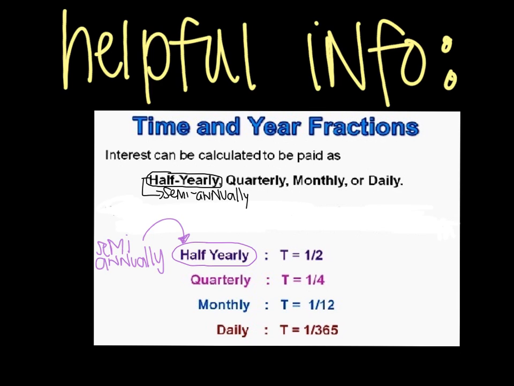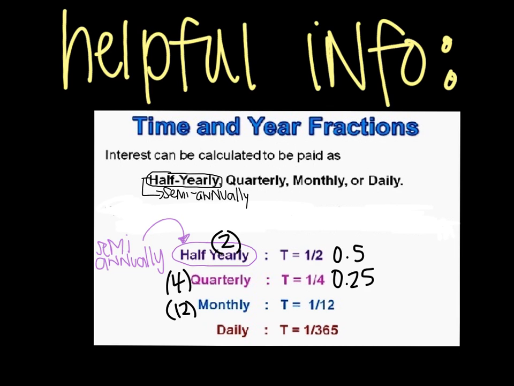All right, before we get started, here's some helpful information. Words that you might not know. Half year is called semi-annually. Semi-annually is what you'll hear the most, so know that that means half a year, which is 2 times. Quarterly is 4 times. Monthly would be 12 times. And daily would mean every day, so 365. You can write these as decimals too.